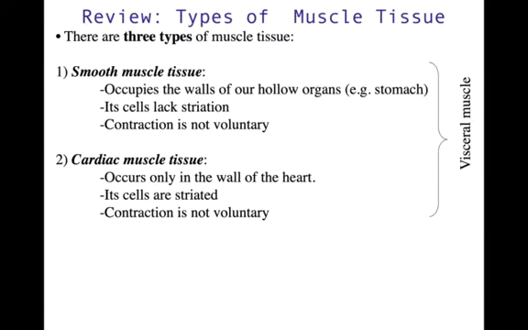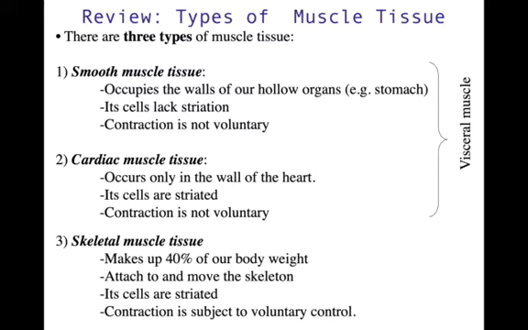Now, the last one is under voluntary control, meaning that we have conscious control over it. That's called skeletal muscle, and skeletal muscle makes up 40% of your body weight. So if you're burning fat and gaining muscle, you may not see that weight loss when you step onto the scale, because muscle weighs way more than fat. So what do skeletal muscles do? They attach to and move the skeleton. Again, this is under voluntary control, and the cells are striated. In terms of striations, cardiac muscle cells are striated and skeletal muscle cells are striated.